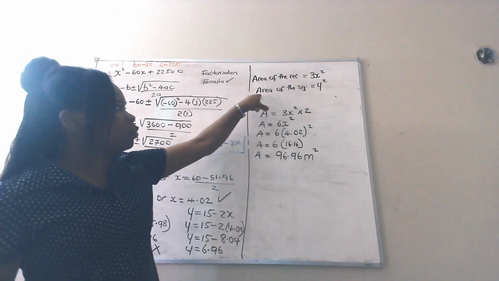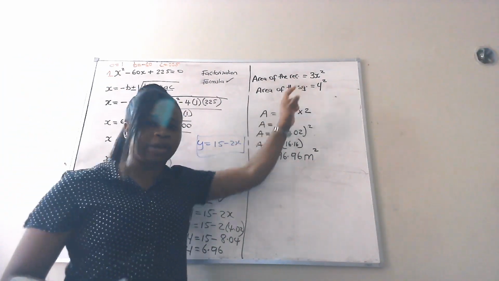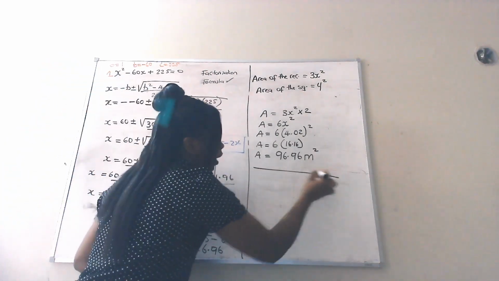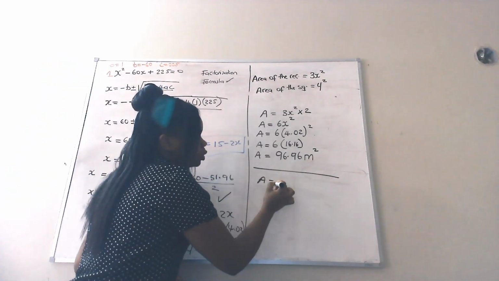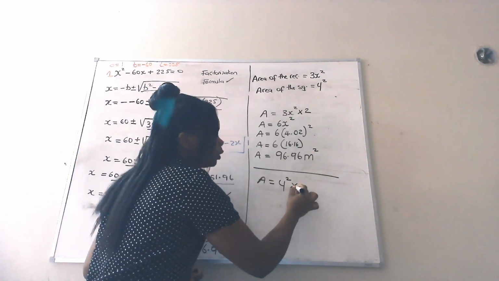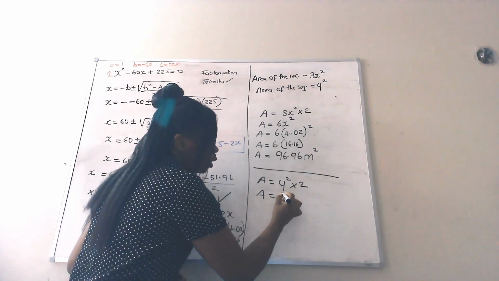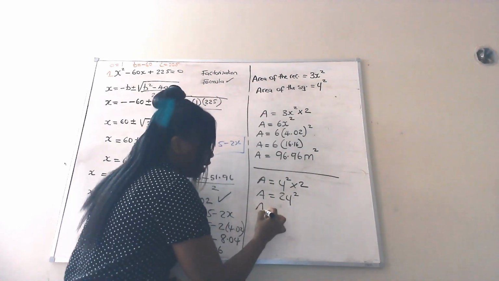But what if we had used this equation instead to calculate the total area? Well, we would go ahead and say A is equal to y squared. They said of the 2 seed beds, so we would multiply it by 2. So A is equal to 2y squared.